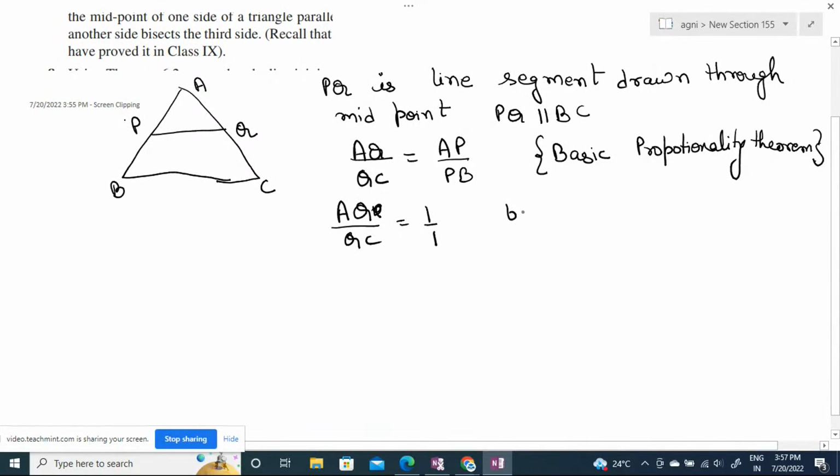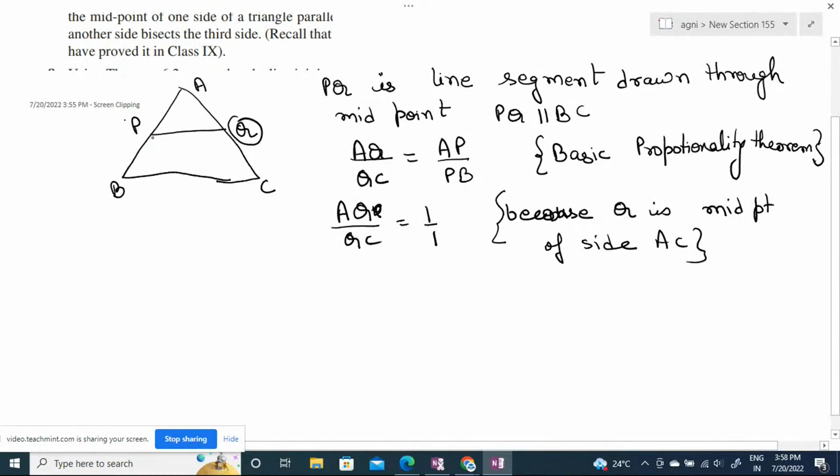Why? Because Q is the midpoint of side AC. It is given in the question. You can say midpoint of one side of the triangle. This means Q and P, these are the midpoints of these sides. So AQ over QC is equal to AP over PB, which is equal to 1:1. So AQ is equal to QC.